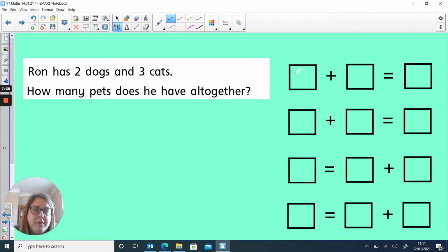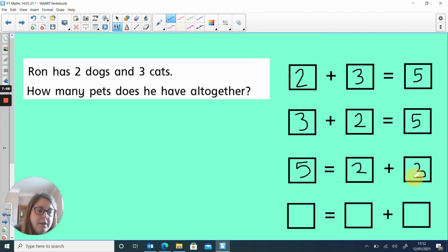So let's have a look. We've got 2 add 3. I know that makes 5. So this is where all your bond knowledge comes in really useful, because then you know 2 and 3 makes 5. So you don't even probably need to add it up. 3 add 2 equals 5. And we've got 5 equals 2 add 3. And 5 equals 3 add 2.